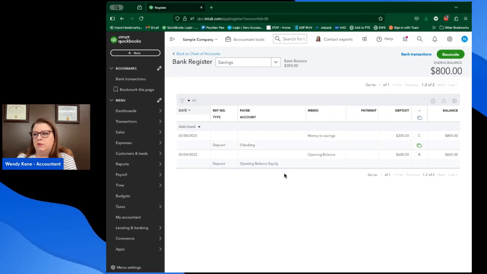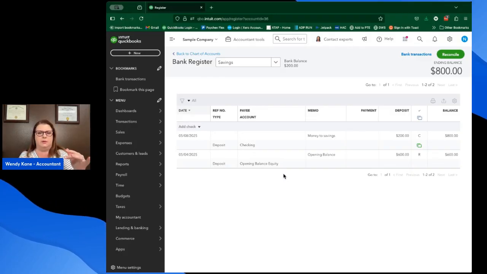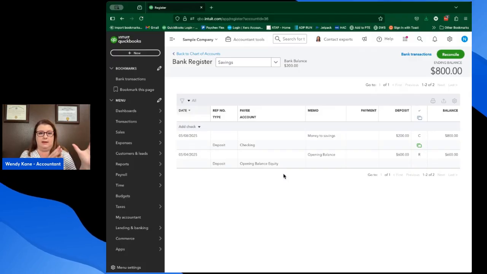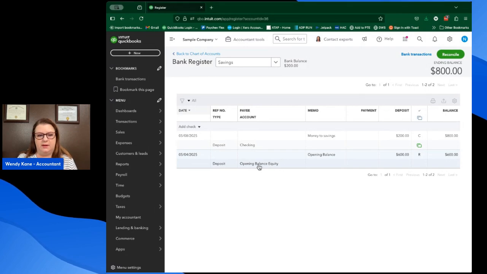When you connect a bank account or credit card account in QuickBooks, it will pull the balance over, because it does double entry bookkeeping. So you have to have two entries for everything you do. It'll put some money in the bank account here, and it's got to have an offsetting entry. And that's what this opening balance equity is.